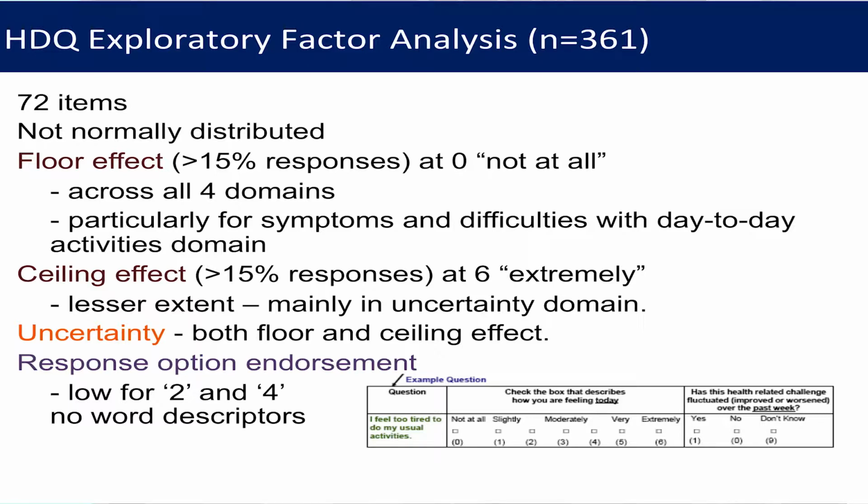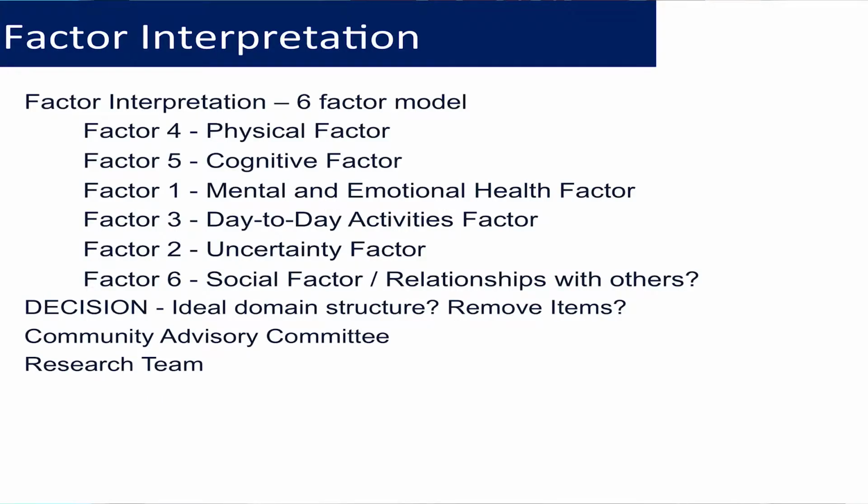We went from a 7 response option scale down to a 5 option scale. And the results of our exploratory factor analysis tended to suggest that there are actually 6 domains in this questionnaire. There's a physical domain, a cognitive domain, one particularly around items that address mental and emotional health challenges, difficulties with day-to-day activity, uncertainty, and then this social factor that asked a lot about relationships and social inclusion.